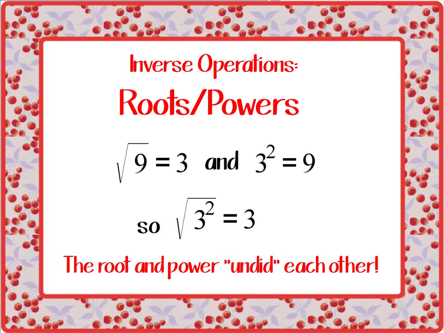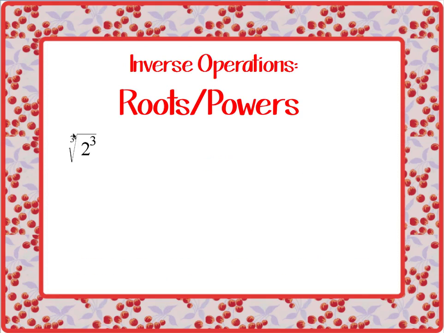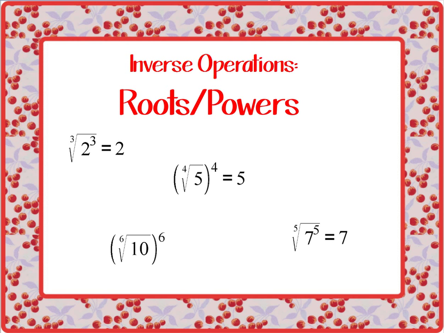Same thing happens with all kinds of roots and powers. A cubed root and a power of 3, right? A third root and a power of 3, they'll undo each other right out of the picture and leave me with the base of 2. A fourth root and a fourth power just leave me with that base of 5. And I can go on and on and on. Fifth root, fifth power, sixth root, sixth power. Even bigger roots and powers like a 150th root and a 150th power will still cancel each other out of the picture and leave me with just the base.